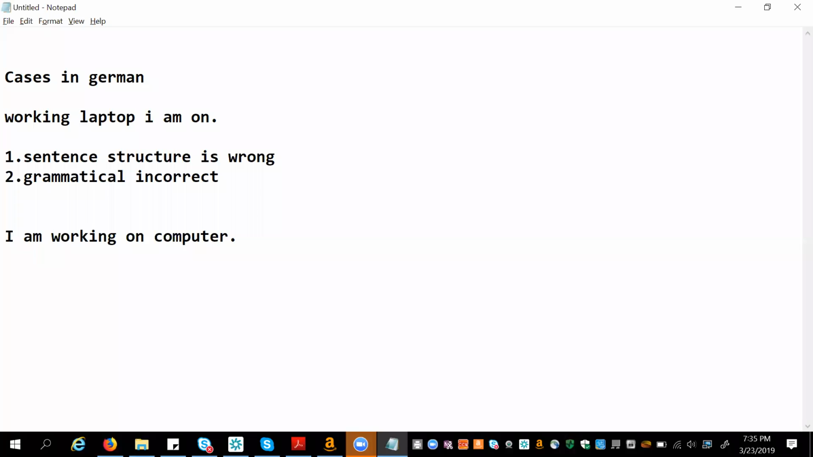Yeah. So I'm working on computer. Okay, so based on whatever you have learned in English grammar, that subject comes at first position, verb is the second position, object at third position, and then you said this is a wrong sentence. I is the subject, working is the verb, am working, and laptop is the direct object. Perfect. So this is the right sentence.